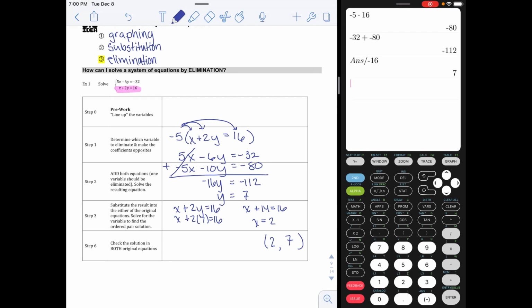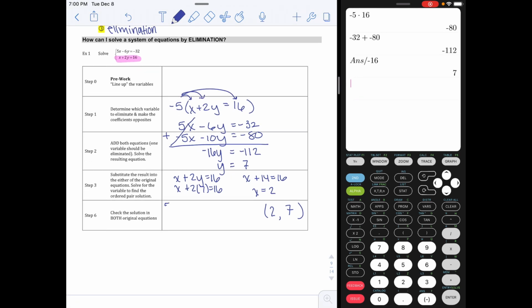Now it's super important, guys, to check the solution in both original equations. So what does that mean? The first equation was 5x minus 6y equals -32. If I plug it in, the 2 goes in for the x, the 7 goes in for the y. So I get 10 here. 6 times 7, let's double check that. That's a 42. And it looks like 10 minus 42, let's check that. Well, look at that. Negative 32 is equal to negative 32. That checks out. Then I'm going to check it in the other equation, which is x plus 2y equals 16. Plug in my 2 and my 7 into my equation.